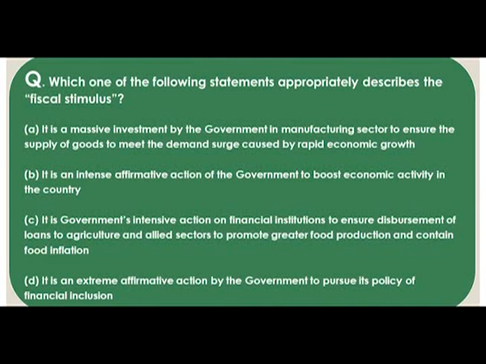What about option B? It is an intense affirmative action of the government to boost economic activity in the country. That is the right option. Option C, it is the government's intensive action on financial institutions to ensure disbursement of loans to agriculture and allied sectors to promote greater food production and contain food inflation. That sector really comes under monetary policy. The government's intensive action on these does not come under fiscal stimulus packages. Fourth one, it is an extreme affirmative action by the government to pursue its policy of financial inclusion. That is also an incorrect option. So the right option is B.